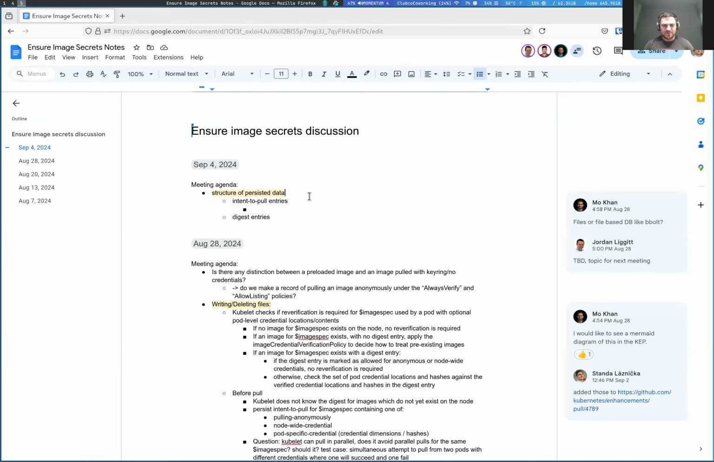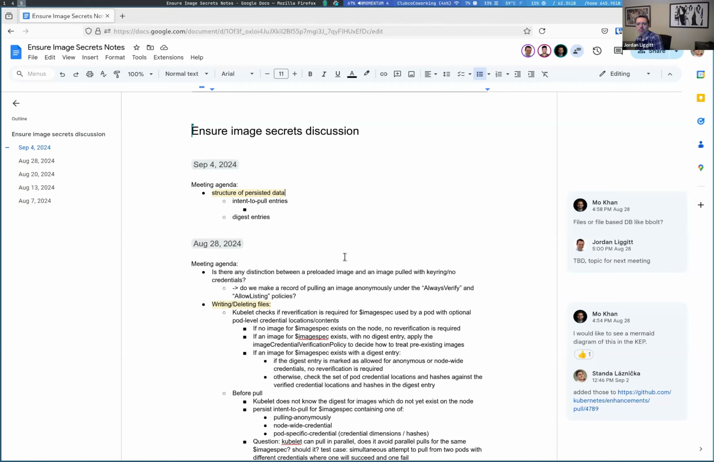Now, we know when writing and deleting happens and what we write, but we don't know what information we will actually be writing into these pre-pull and after-pull records, right? Yeah.